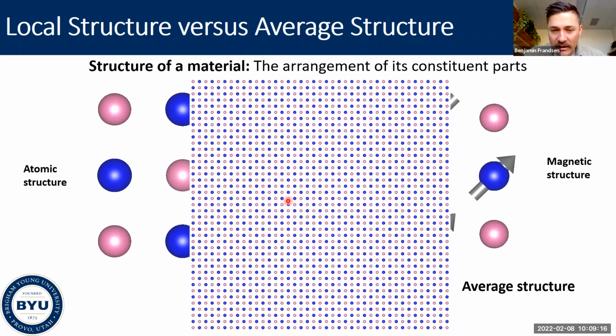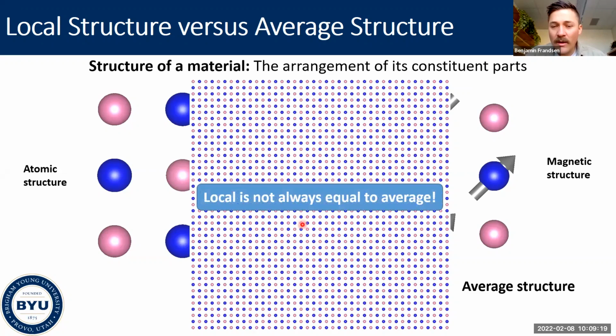And the key point is the local structure is not always equal to the average structure. If you take a large volume of your sample, calculate the average structure from that and compress it down to a single unit cell, that may not be a good representation of what you would see if you actually looked at small individual regions within your larger volume and examined the structure on those local length scales. So local structure is not always equal to the average structure, and the differences can sometimes be very important for the properties of the materials.